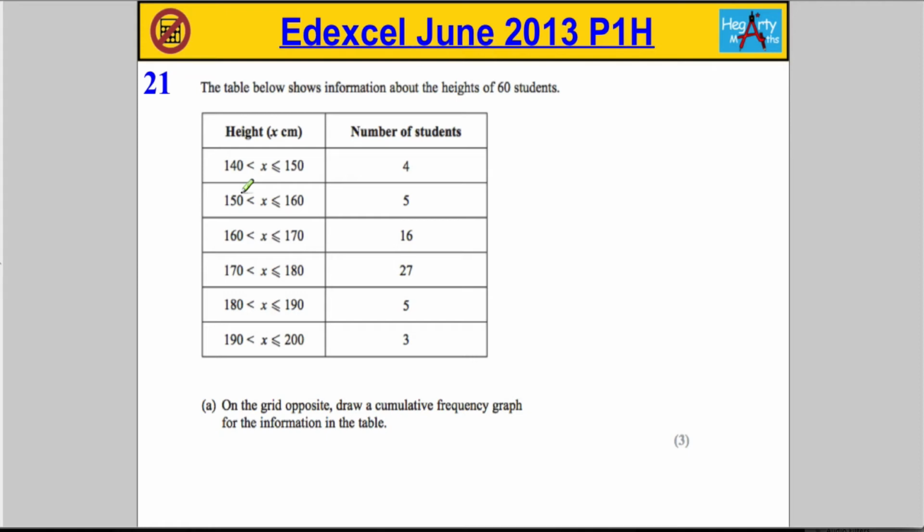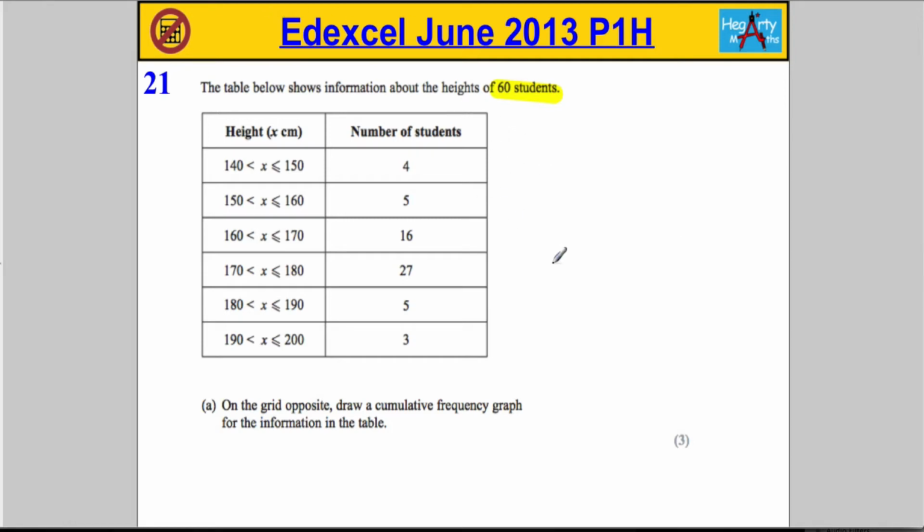Question 21. The table below shows information about the heights of 60 students. In part A, we're asked to draw a cumulative frequency graph on the grid opposite for the information in the table. A very common question at higher level GCSE.